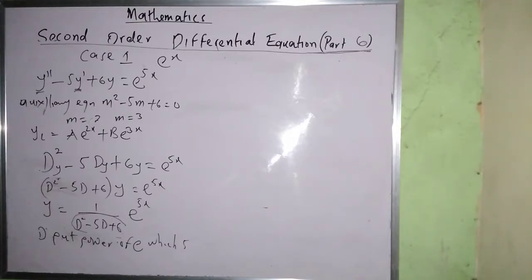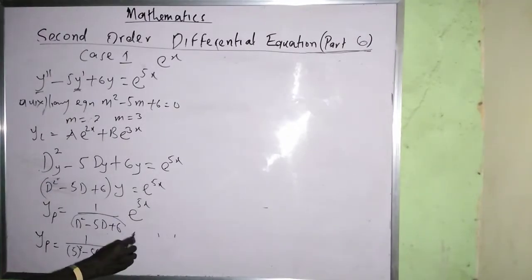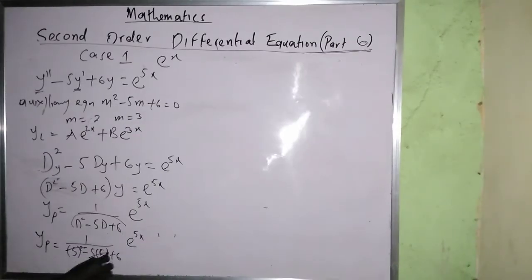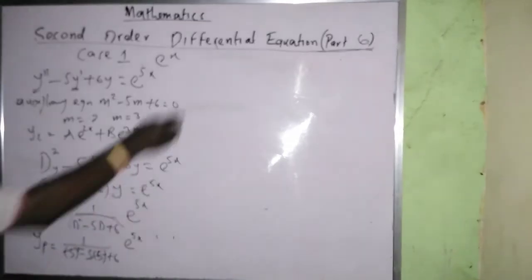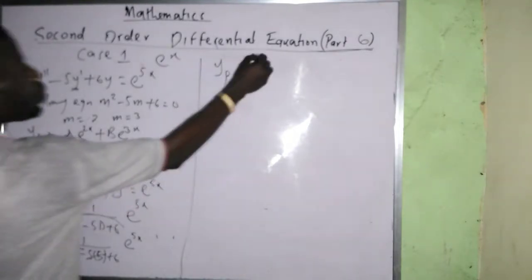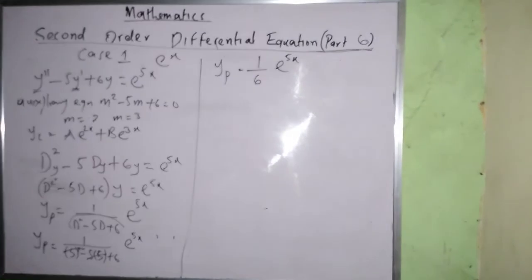For instance, I supposed to state it in an equation. I'm sorry for that, there's no time. Now, my y particular will be equal to 1 divided by 5 squared minus 5 bracket of 5 plus 6, of e^5x. Which I will have 6. This will cancel this one. So my y particular will be equal to 1 all over 6 e^5x. That is my y particular.